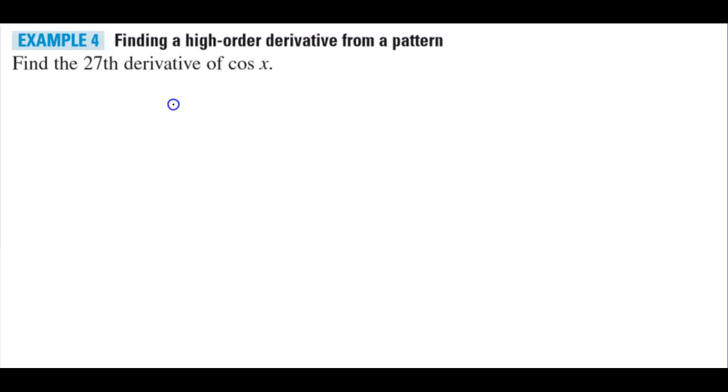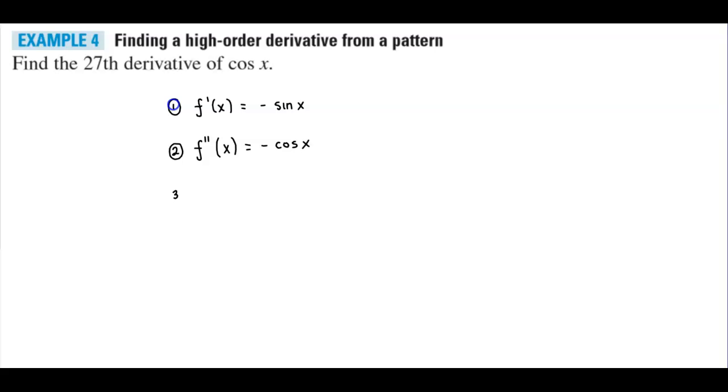So let's do that. So the first derivative, f prime of x. The derivative of the cosine of x we know is the negative sine of x. Okay, now we want to find the second derivative. So the second derivative is, what's the derivative of negative sine of x? Well, it's going to be negative cosine of x.